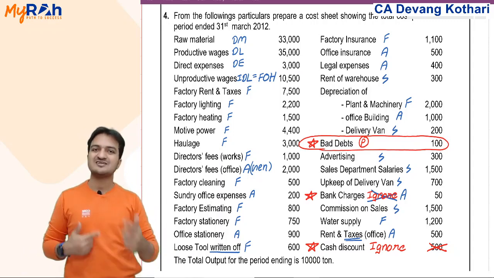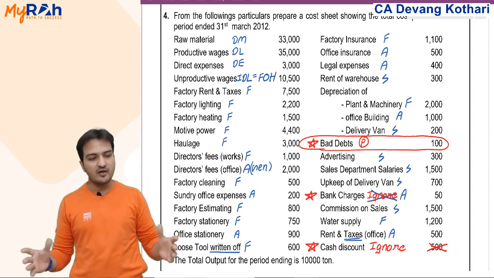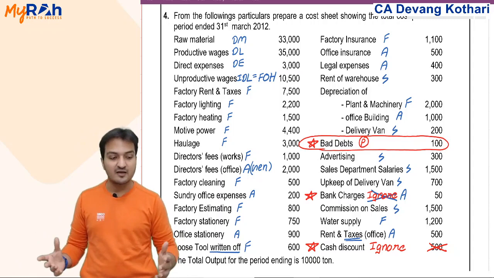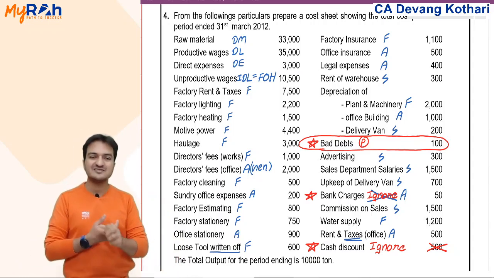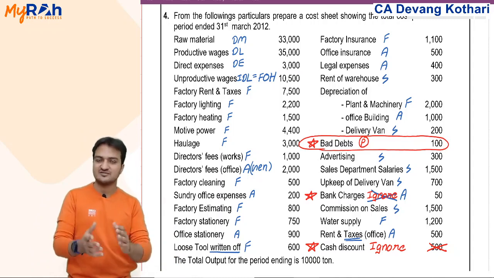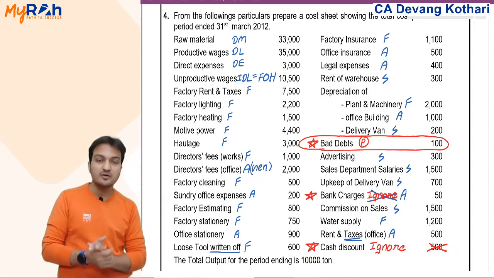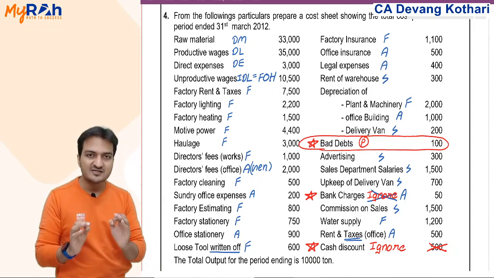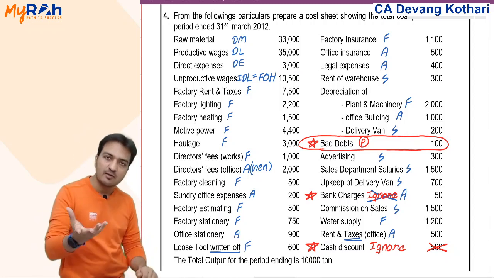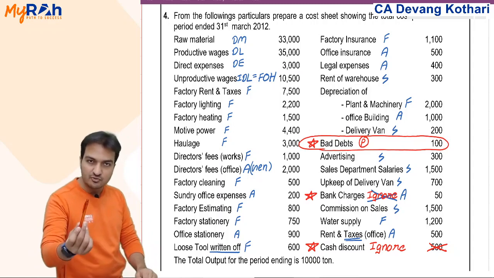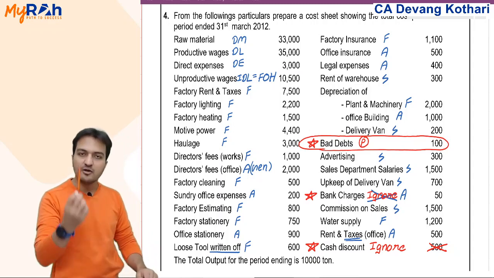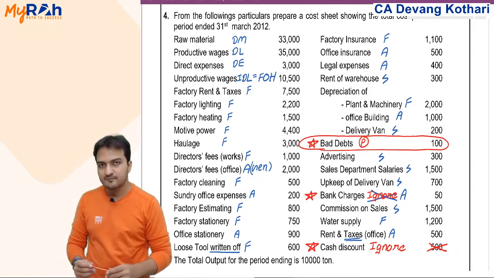Well, let me give you justification for both. In a way, both the opinions are correct. I can convince you for both the opinions. So the first opinion, which says that bad debts are financial cost, ignore. It is ignored because bad debts are not known at the time of sale. Imagine, at the time when I'm selling this product to you, at the time of sale, do I know that you will become a bad debt?